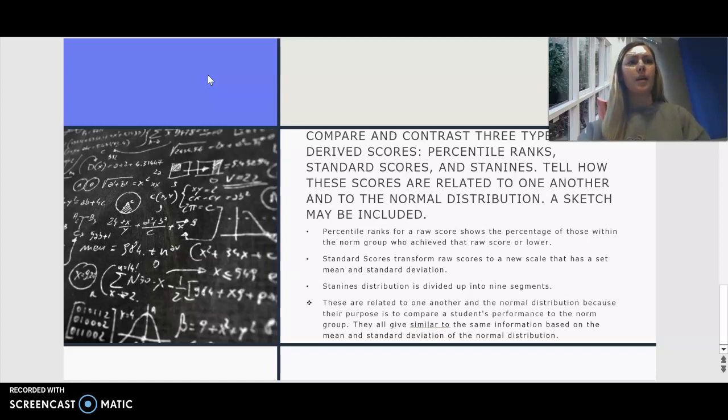The percentile rank for a raw score shows the percentage of those within the norm group who achieve that raw score or lower. So they're referring to a percentage of persons. The percentage correct refers to the percentage of test items. So if a student is testing and only answers 50% of the items on the test, but they get them all correct, then they would still rank in the 99th percentile for their age group.